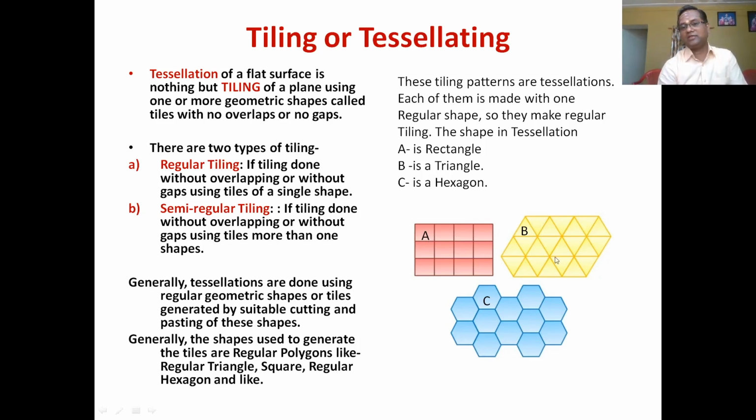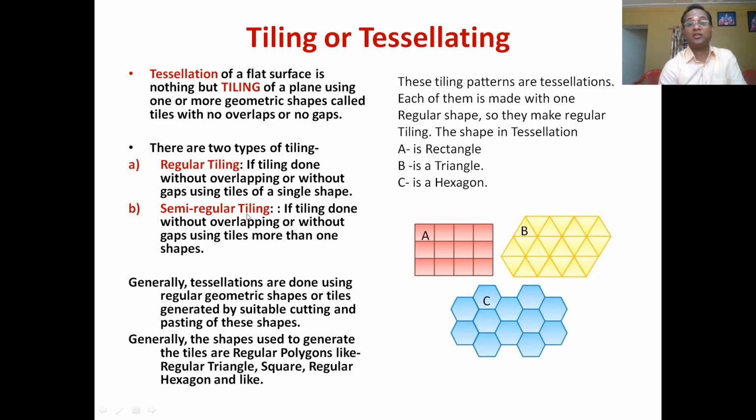In picture B, you can see the tiles are triangles. Each tile is a triangle. There is no gap and there is no overlapping, and only the same type of triangles are used. In picture C, you can see hexagons are used, same sized hexagons without any gaps, without overlapping. Okay, you can arrange them to tile. So if you are using a single shape of tile, then it becomes regular tiling.